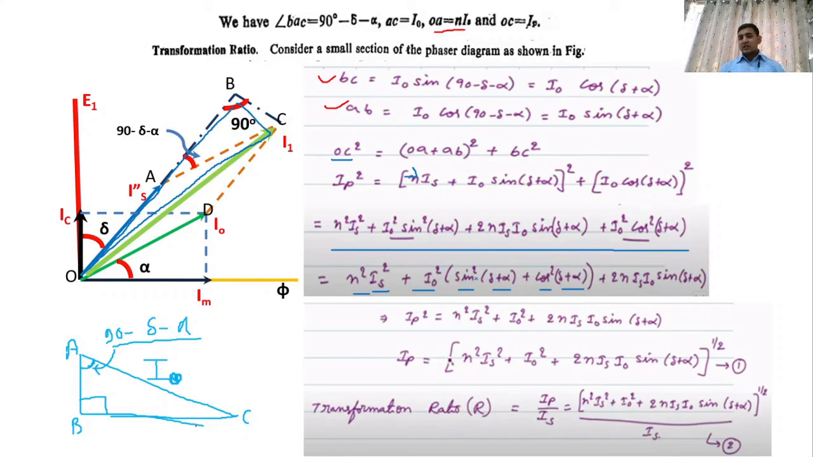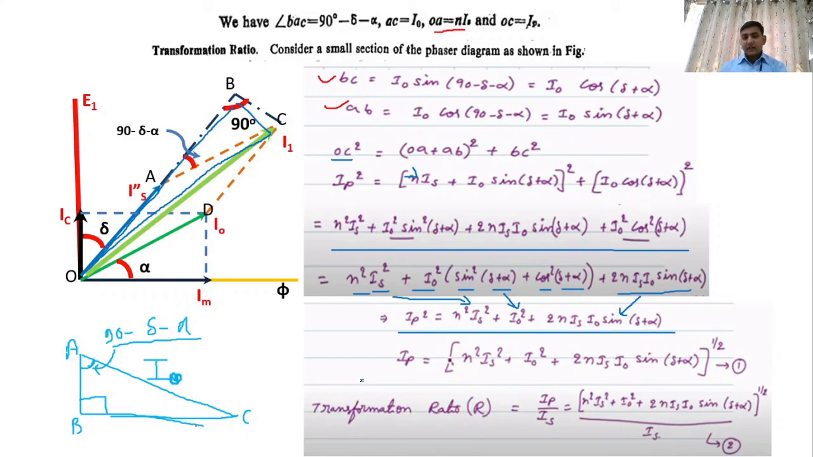Okay, as we discussed, sin²θ plus cos²θ is equal to 1. So we say it is only I0². 2nIs is also there and Is² is also there. Okay, these are the simplified equations. You will see this equation closely.